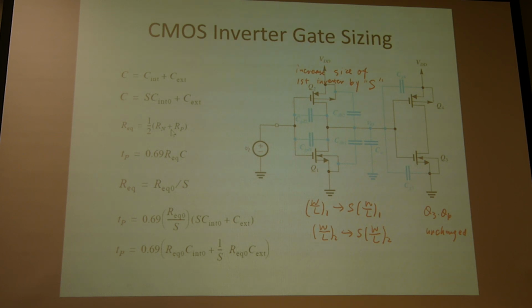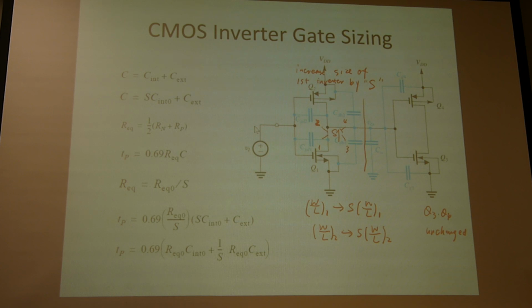And you know all the capacitance here associated with inverter 1, that means those four capacitances, let's say C1, C2, C3, C4, will also increase by S, because those capacitances are proportional to the width of those transistors. If you increase the width by S, then those capacitances will increase by S as well.